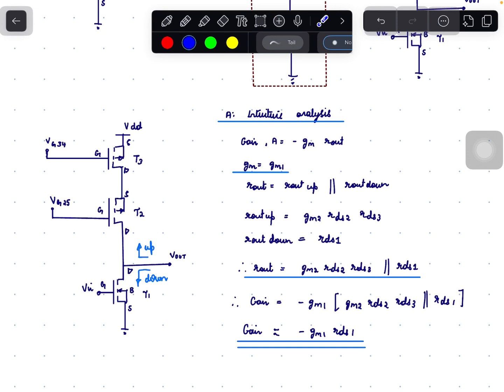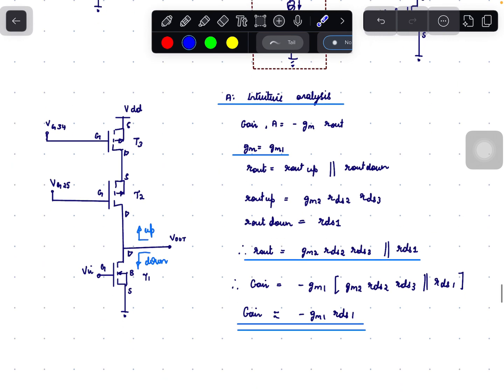Here we can observe that RDS1 is a small quantity compared to RDS2 RDS3 Gm2. So we can approximate R out to be equal to RDS1. So the gain of this circuit is given by minus Gm1 times RDS1. Even though the output impedance seen up is a higher value, because of a lower output impedance seen down, the effective output impedance, that is R out, is equal to RDS1.